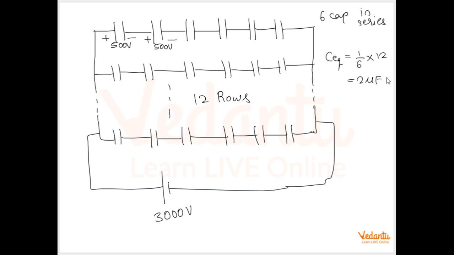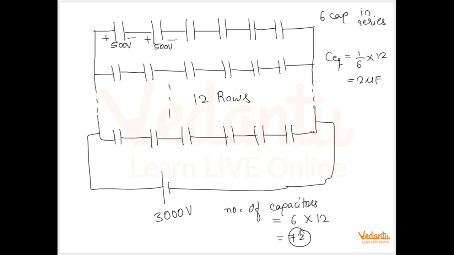And in this case, my dear bacha log, we need how many capacitors? If we talk about the number of capacitors here, that will be equal to 6 capacitors in one row and 12 rows in total. We need 72 capacitors.